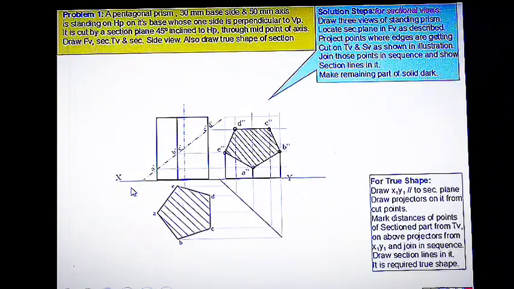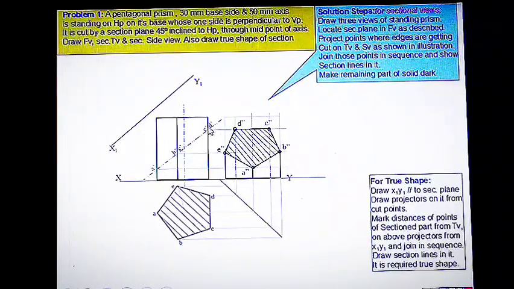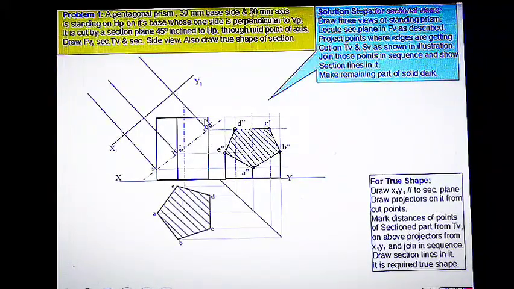This line parallel to this cutting plane can be named as x1, y1, and at any convenient distance you can draw that one. Now you can draw the projections from these intersecting points A dash, B dash, C dash, D dash and E dash. The perpendicular 90-degree lines from these points are drawn to this x1, y1 line, which is parallel to the cutting plane.